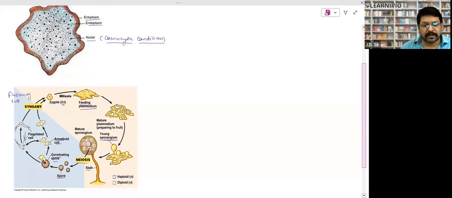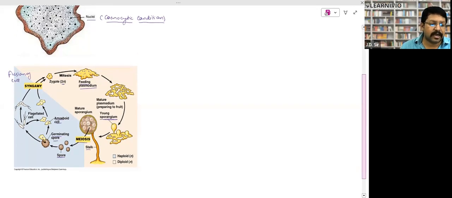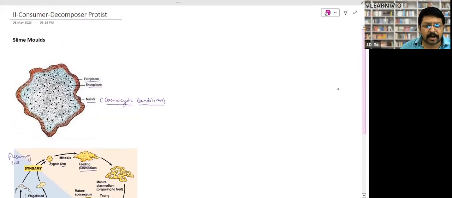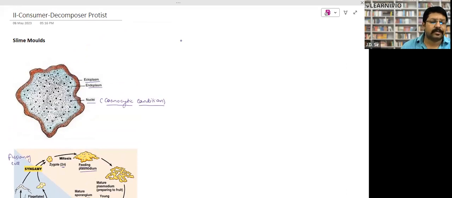So they are a very simple kind of organism. They are very small and not that tough. They are found in grasslands and all that, and they even melt with the heat of the sun as well, right? So is that clear? Tell me. Yes, sir.